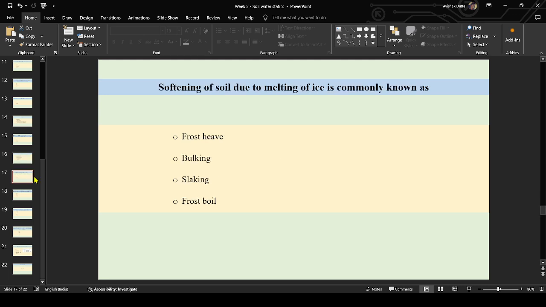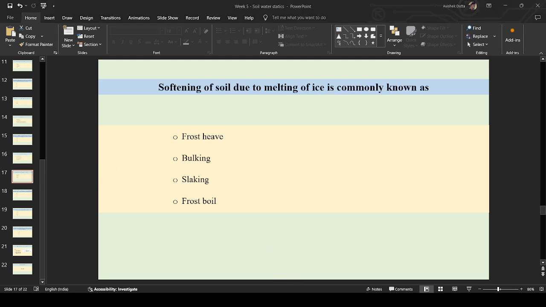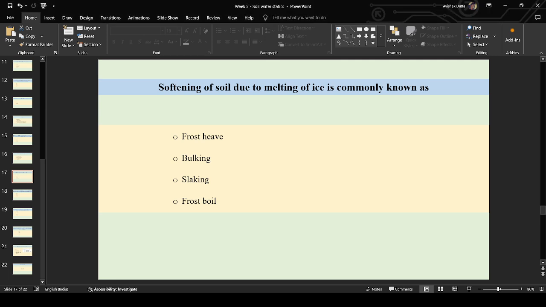Softening of soil due to melting of ice is commonly known as. Here I am talking about the capillary fringe, that zone of soil. Softening of soil due to melting of ice, specifically in the capillary fringe. What is it called? The options are frost heave, bulking, slaking, or frost boil.